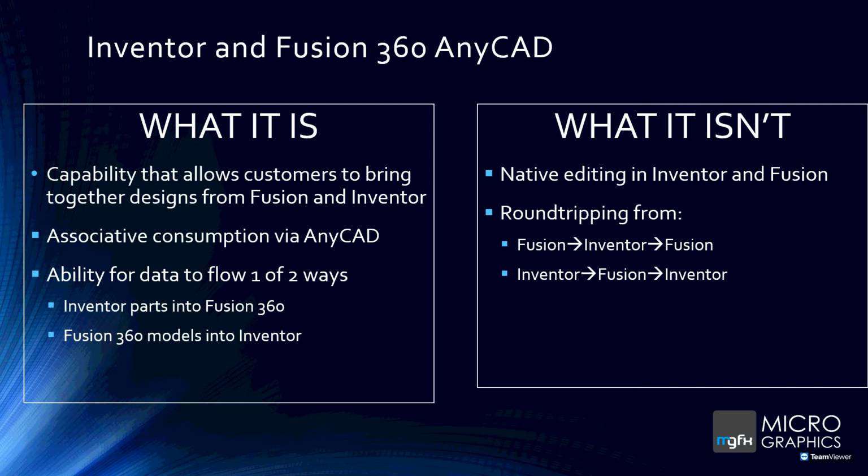But now please remember, it has the ability for data to flow one of two ways. As I said, Inventor to Fusion or Fusion to Inventor. You can take Inventor assemblies as well into Fusion 360. And once it loses that link, it's quite nice. So you don't have to worry about folder hierarchy or whether your project is actually pointing to it.